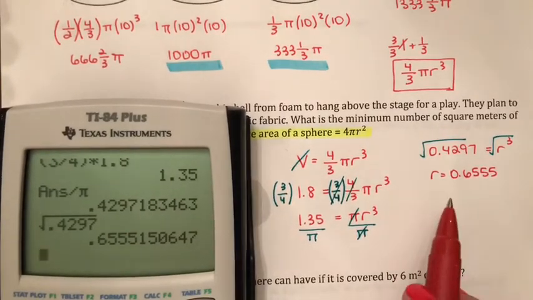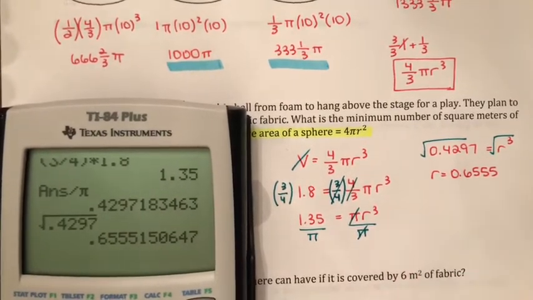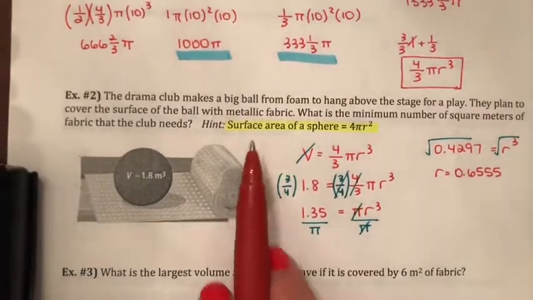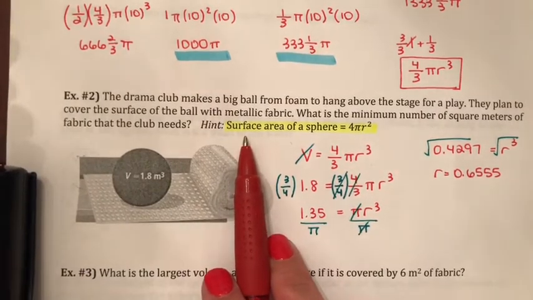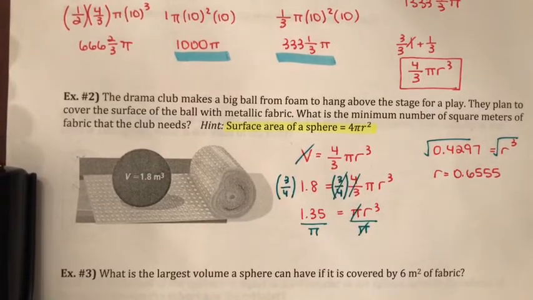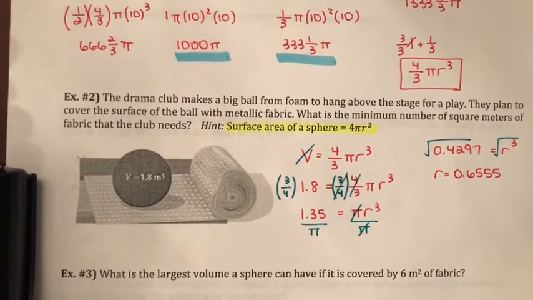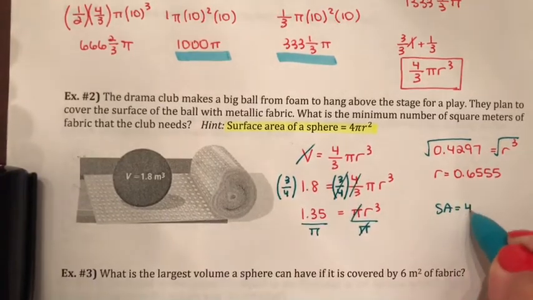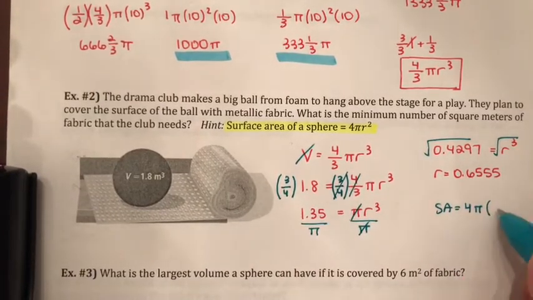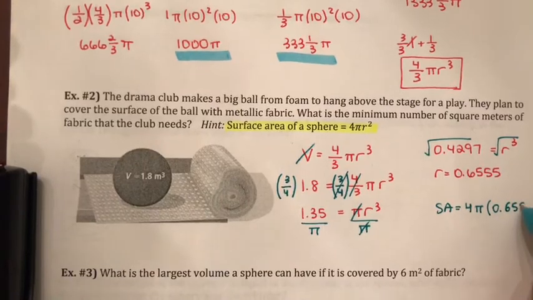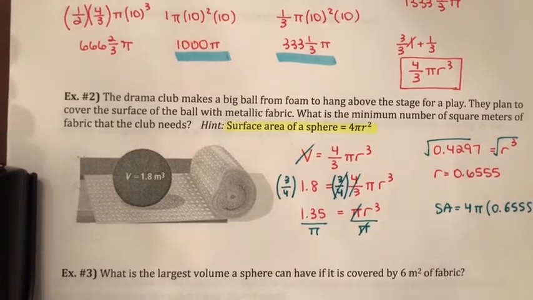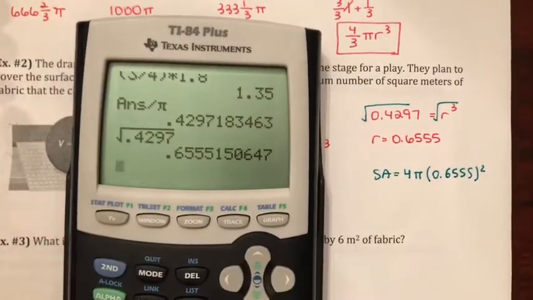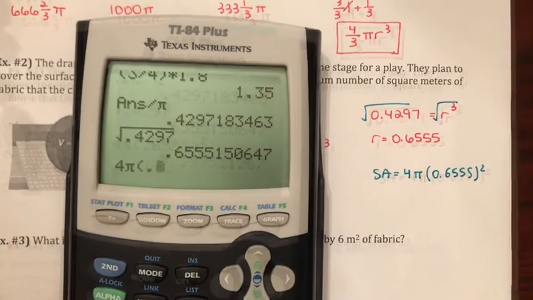Again, I like to keep a lot of decimal places until I'm finished with the problem, because I'm actually not done with the problem at this point. We were asked to find the surface area of this figure. So the surface area is found by using our new formula. We've got 4 pi, I know the radius, 4 pi r squared. Okay, now I can type this into the calculator.